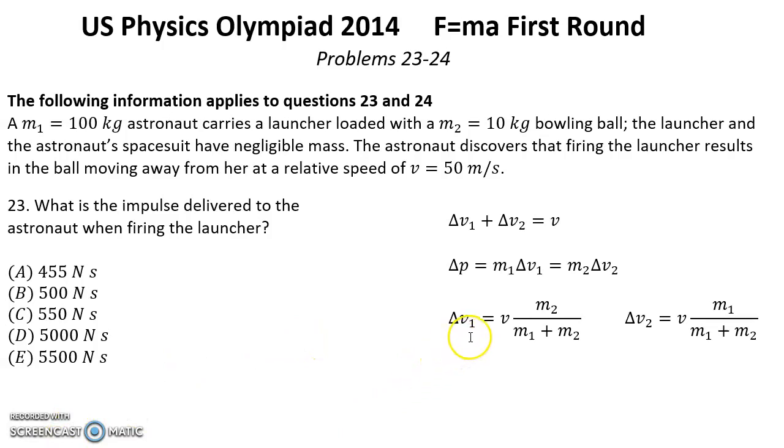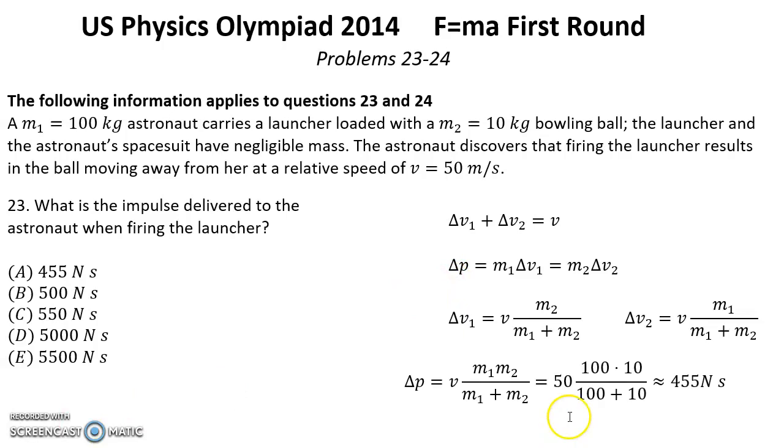We have delta V1 equal V multiplied by m2 over m1 plus m2, and delta V2 is symmetrical. And now we can count what is delta P, what is the impulse delivered to the astronaut or either launcher. This is the result for delta P. That's equal V multiplied by m1 m2 over m1 plus m2, which is 455 Newton seconds. That's the answer A.